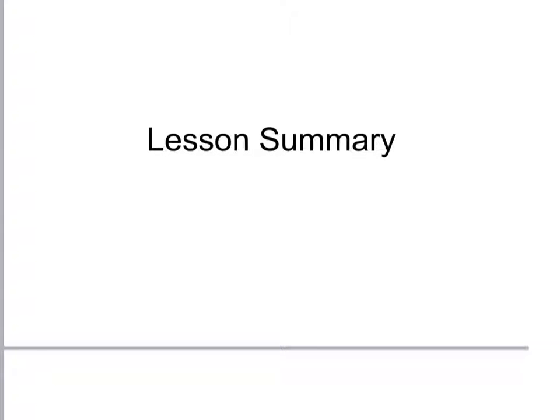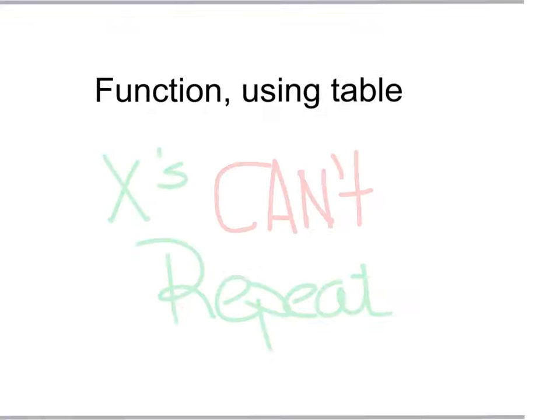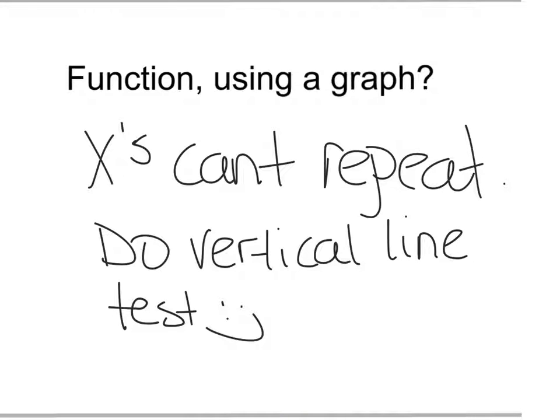So let's do a quick lesson summary. How do you know if it's a function using a table? You got it. The x's can't repeat. How do you know if it's a function using a graph that's provided? Well, the x's still can't repeat. However, we could do a vertical line test to make sure the x's don't repeat.